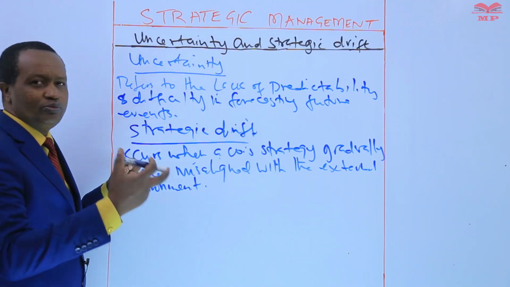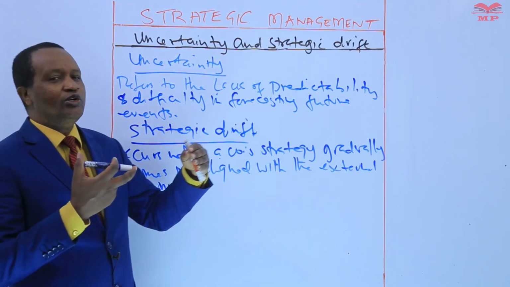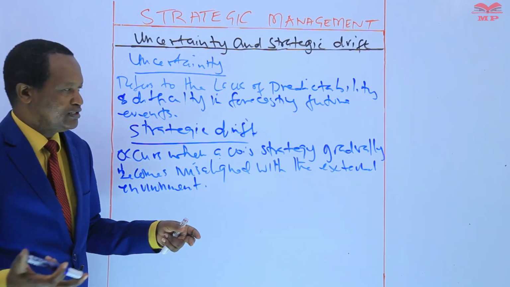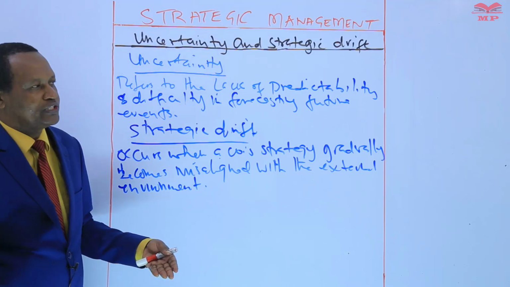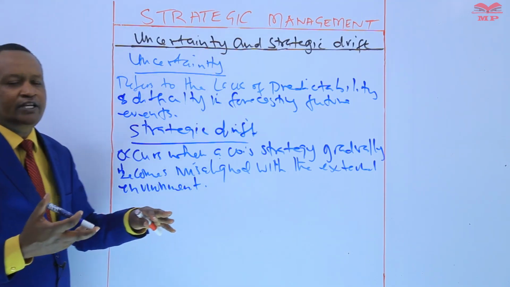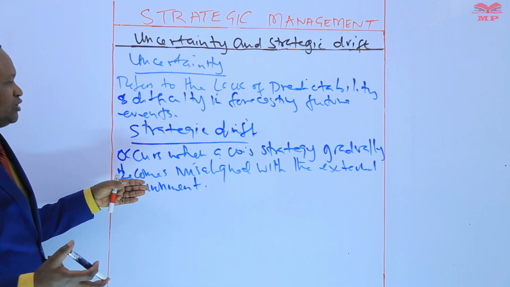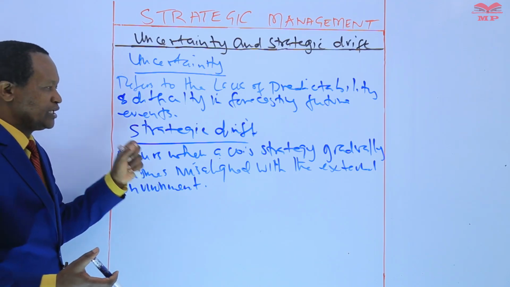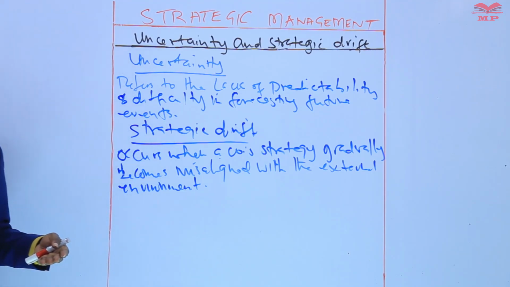So these changes could be slow, but gradually, and over a long period of time, you find that the company's strategy is not aligned with the external environment. Maybe the products that the company is producing are not being consumed because the customers shifted in preferences and tastes. So strategic drift occurs when a company's strategy gradually becomes unaligned with the external environment. That's the meaning of strategic drift.